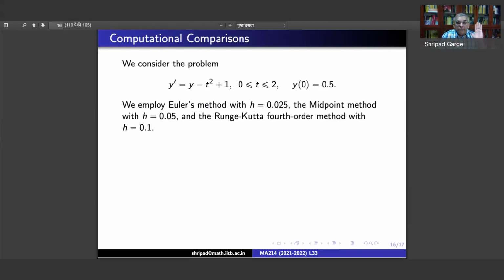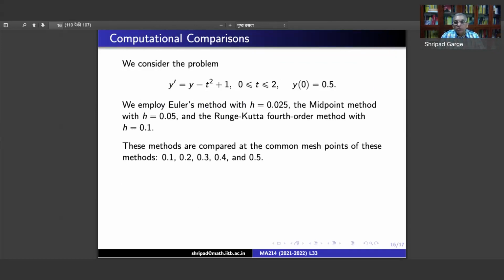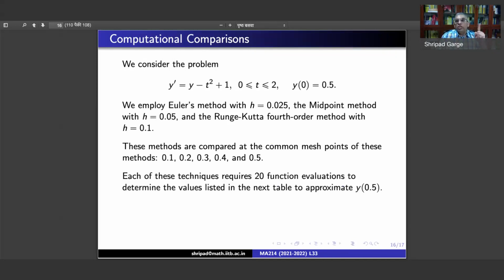Okay, now we are all set, and we will compare these methods at common mesh points, 0.1, 0.2, 0.3, 0.4, and 0.5. These are the 5 nodes at which we will compare the function approximations given by these 3 methods. The evaluations required for each of these techniques are 20. Correct? Because for Runge-Kutta of order 4, there are 5 steps, and each step requires 4 evaluations. So there are 20 evaluations for Runge-Kutta.